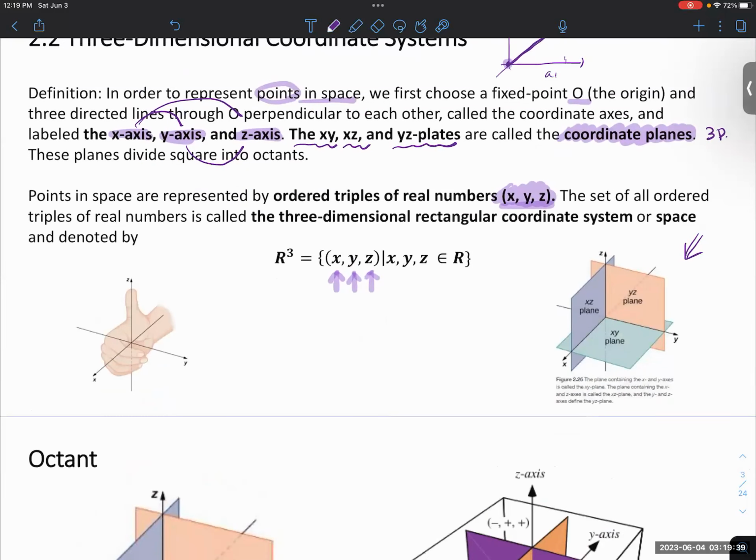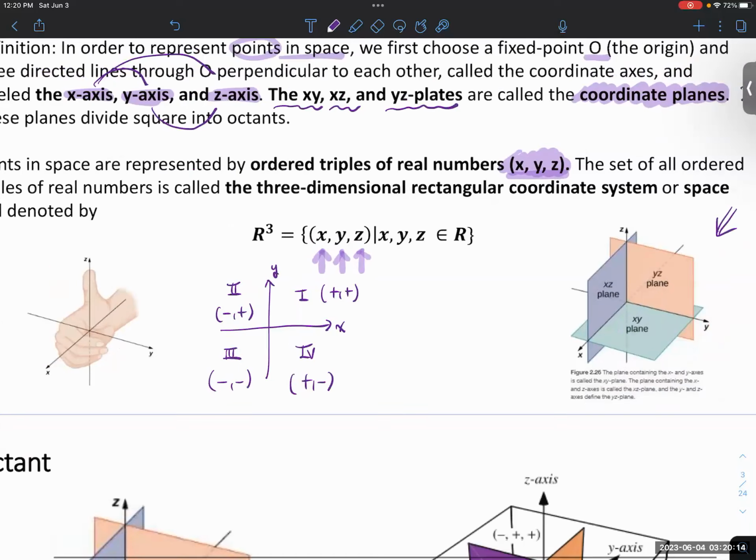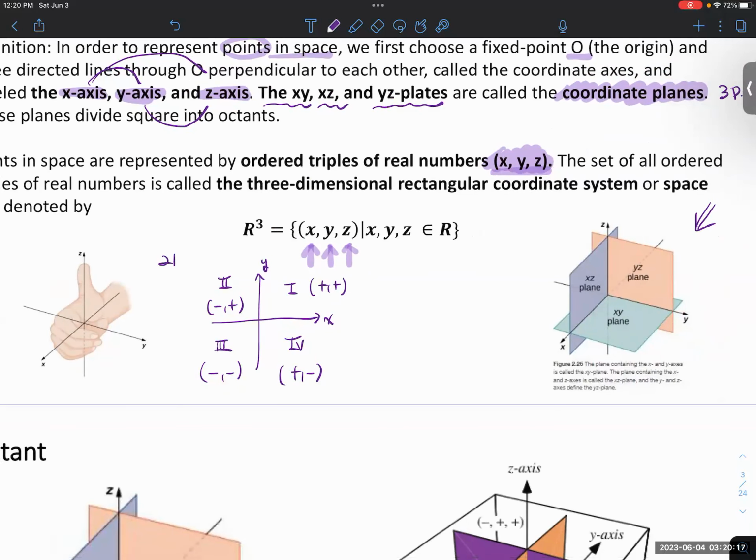If you remember, in two-dimensional space, we have 1, 2, 3, 4 different quadrants. Do you remember? In the first quadrant, both x and y were positive. This is the y-axis, this is the x-axis. In the second quadrant, x is negative, y is positive. In the third quadrant, both x and y were negative. And in the last quadrant, x is positive and y is negative. So you observe four different combinations to describe x comma y in two-dimensional space.